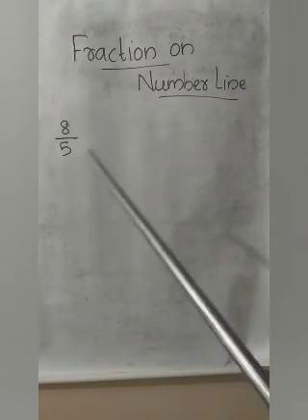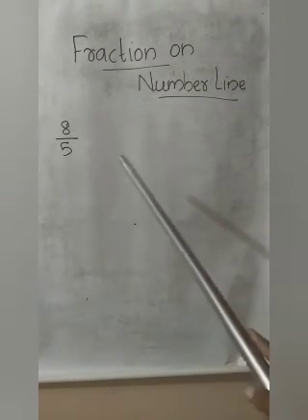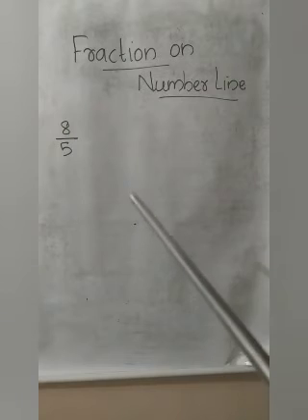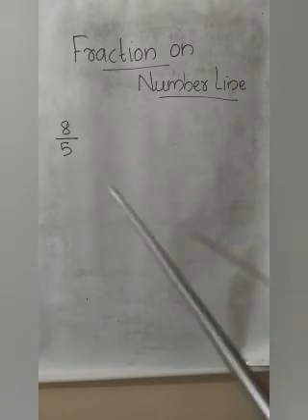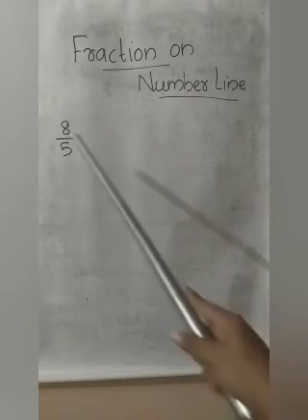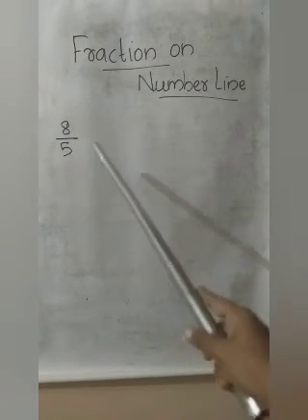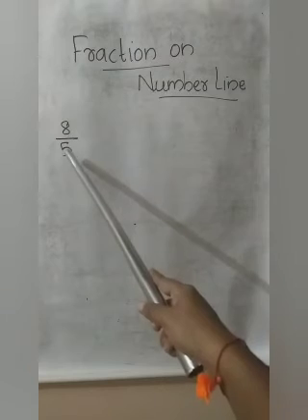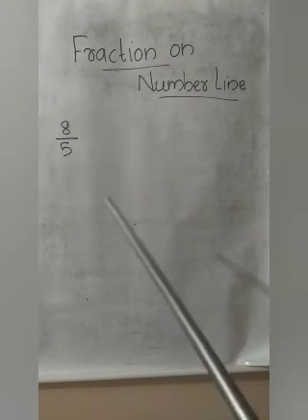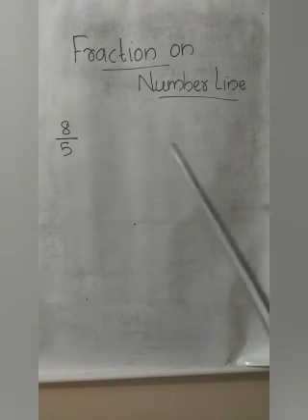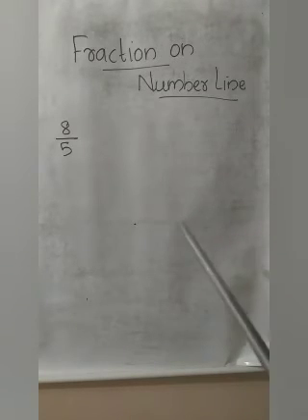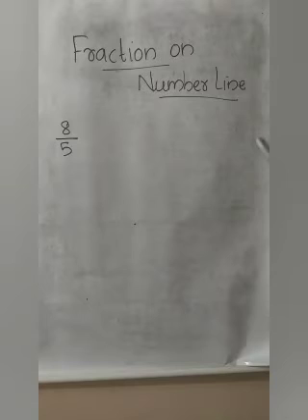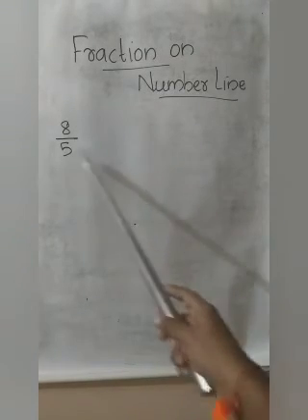For example, consider the fraction 8 by 5. This is an improper fraction, isn't it? So usually when we are getting a fraction, how are we marking it on the number line? We'll divide the 1 unit in terms of the denominator. Here the denominator is 5, isn't it? So if we divide into 5 equal parts, which all will be the parts? 1 by 5, 2 by 5, 3 by 5, 4 by 5, 5 by 5. Only that much we will get, isn't it? So we cannot mark 8 by 5.